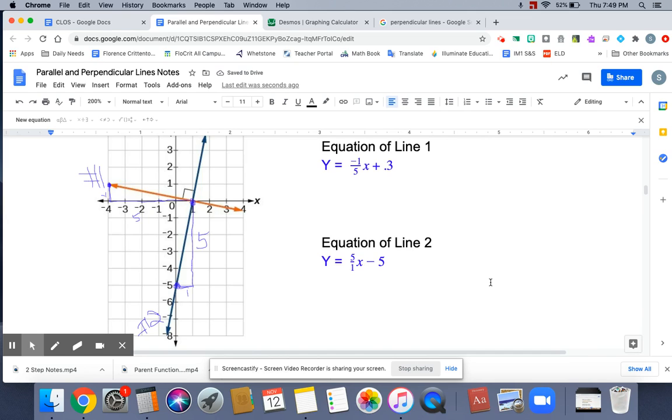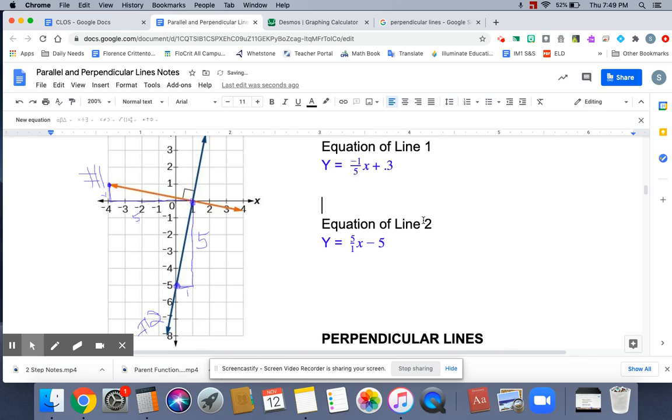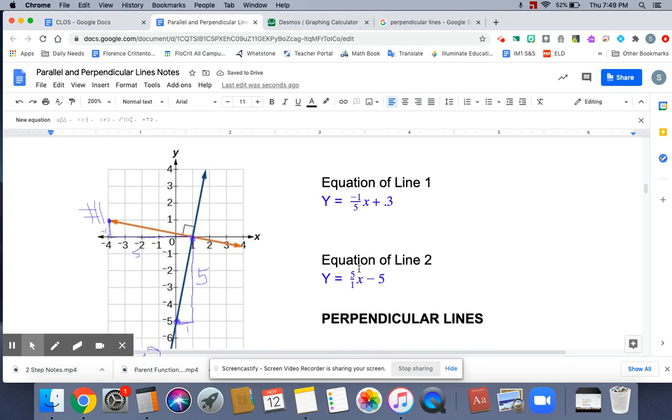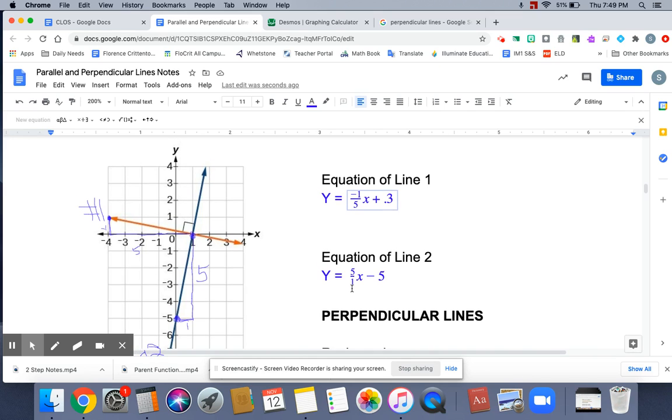So these two lines are perpendicular. And what do you notice about their two equations, about the slope in their two equations? Are they similar at all? So they're sort of the same. They're the same numbers. Look, they're both a 1 and a 5. Except this one, the 1's on top and the 5's on bottom, and then this one flips it over. And then this one's negative and this one's positive.